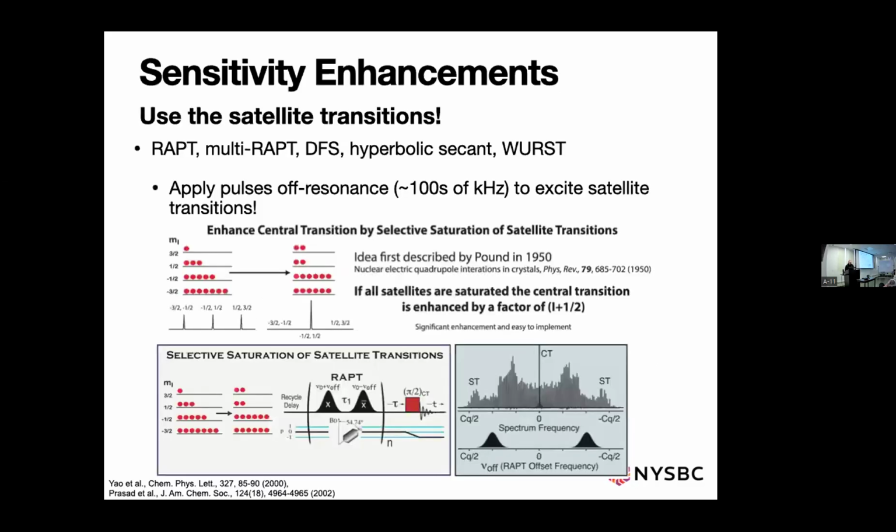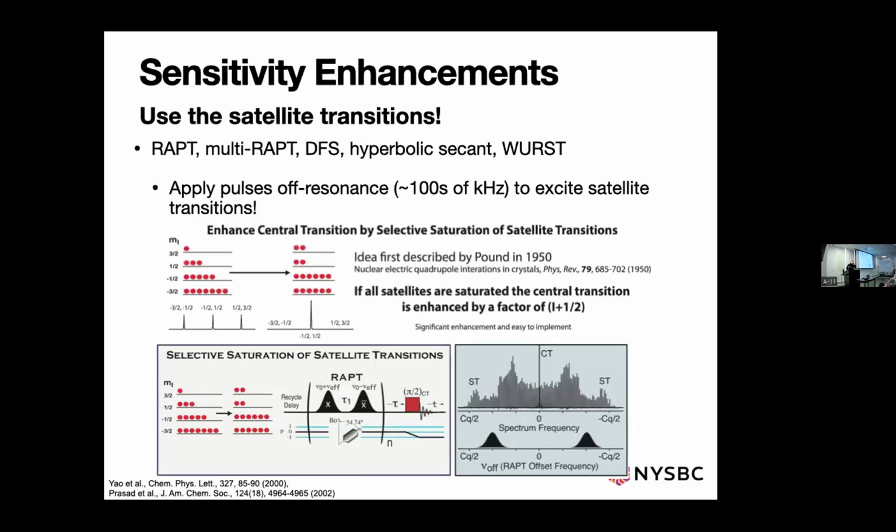So what else can we do? Well, we can try to do some sensitivity enhancements. We can try to use the satellite transitions. This is an idea that goes really far back, as you can see in the slide, which I got from Bill Graniti, first described by Pound in 1950, to use satellite transitions to enhance your central transition.